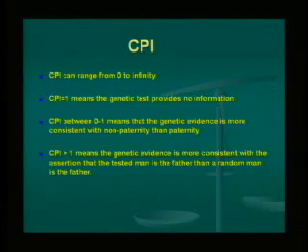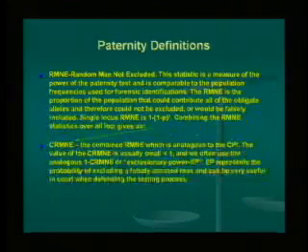You know what the relatedness is because he's possibly the father. If it's 1, it means the genetic test provides no genetic information for that locus. Doesn't mean it's an exclusion. If it's between 0 and 1, the evidence is more consistent with non-paternity. Makes sense. Greater than 1, it's more consistent with the assertion the tested man is the father than a random person, right? Okay.